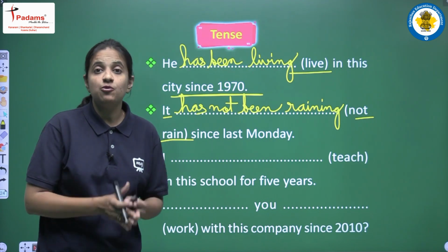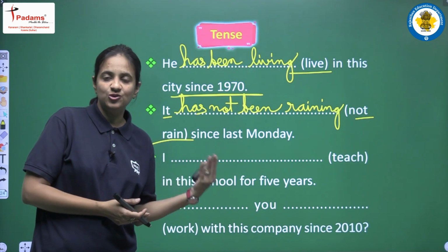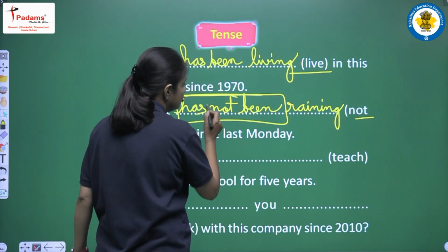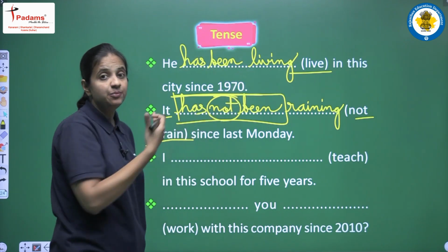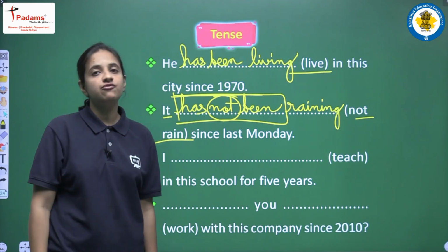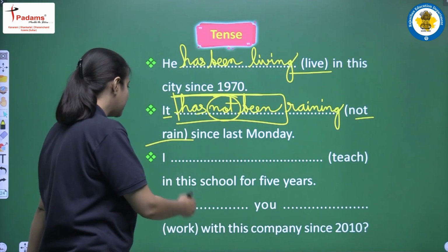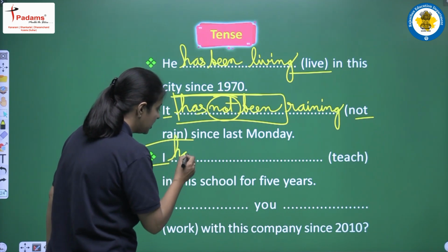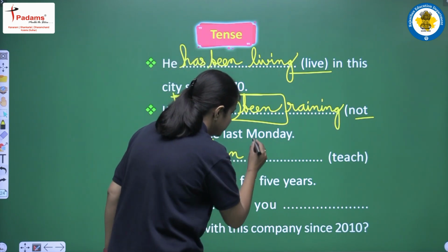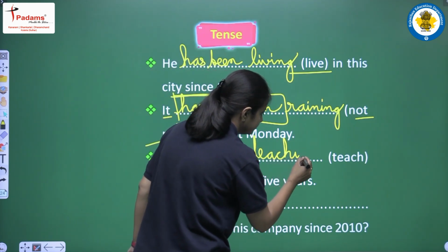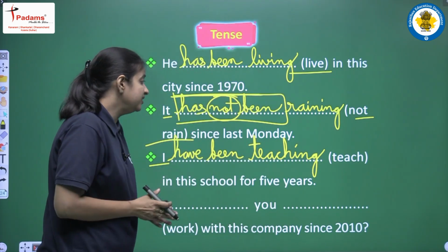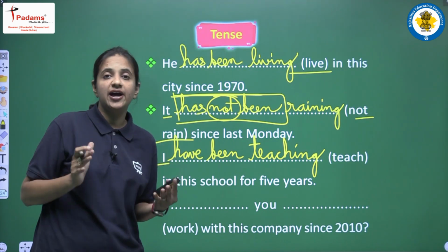So students, just be very careful when you are solving negative or interrogative sentence, because in negative sentence just remember that not will come between has and been. Okay. Next is I teach in this school for 5 years. So it's a positive sentence. I is a plural one, so we will use have been. And teach plus ing, it will be teaching. So the sentence will be I have been teaching in this school for 5 years.